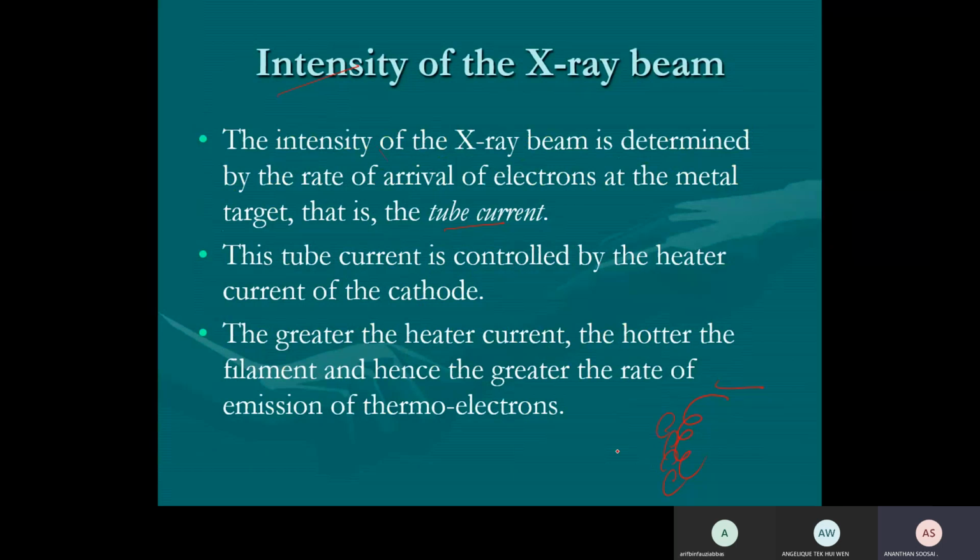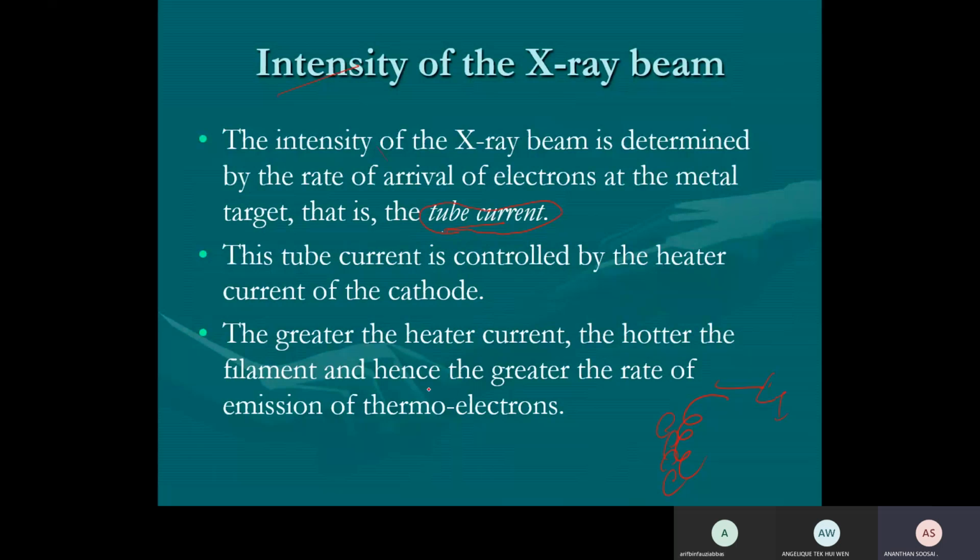Okay, you want the intensity to be raised. That means the amount of electron produced must be raised. More electron must be produced from the heater. So the tube current, the current in the heater, determines how much electron comes out. More electron comes out, more electron going to hit the target, more photons will come out. X-ray is more intense. Okay, more intense.